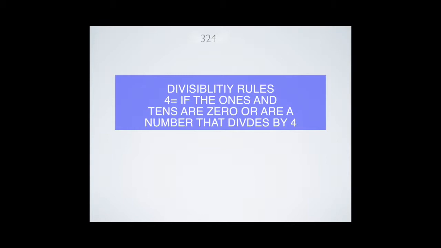The 4 divisibility rule is a little weird. If the digits in the 1s and 10s place values are 0, or the digits in the 1s and 10s place values form a number that is divisible by 4, then the number is divisible by 4. Look at the 10s and 1s in 324. They form the number 24. Since 24 divides by 4, 324 can also divide by 4. So now we can divide 324 by either 2, 3, or 4.